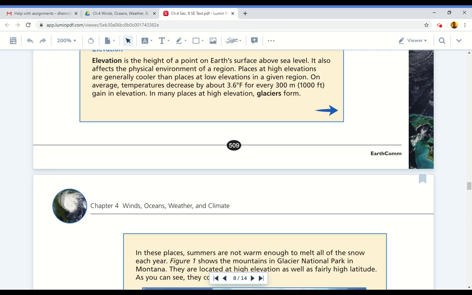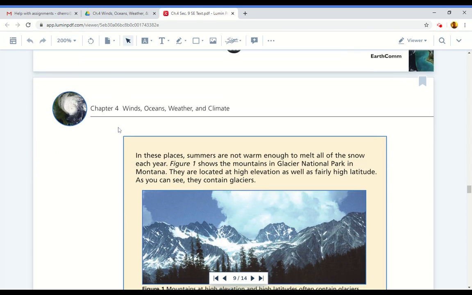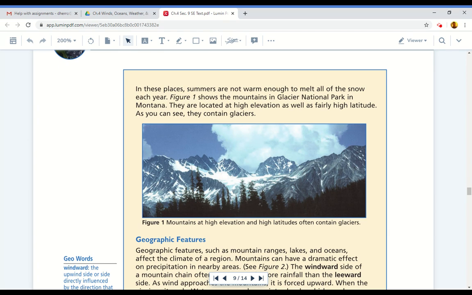In many places at high elevation, glaciers form. In these places, summers are not warm enough to melt all of the snow each year. Figure 1 shows the mountains in Glacier National Park in Montana. They are located at high elevation as well as fairly high latitude. As you can see, they contain glaciers.